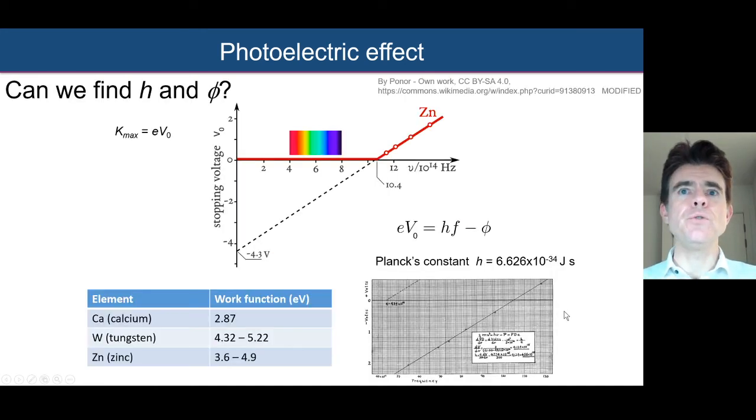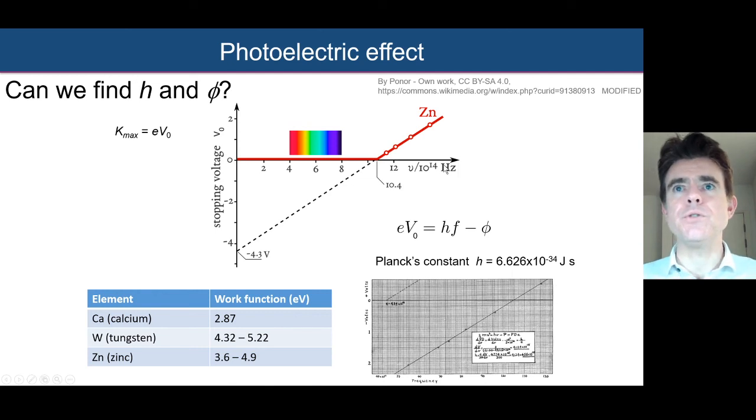So what we can do, this is the last slide, is explore the behavior with respect to stopping potential. This will allow us to find the work function of a material as well as to find Planck's constant, that scale factor that relates energy and frequency for a photon. And so that's what I've got here. I've just plotted the stopping voltage on the y-axis and then the frequency of light along this axis here.